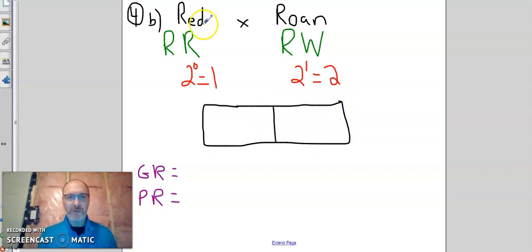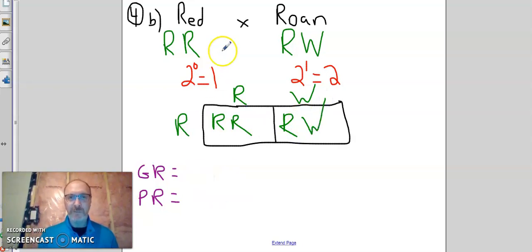Okay? And so the big R is only going to produce one possible gamete, big R. The RW is going to produce half of the gametes with R, the other half of the gametes with W, and of course all you have to do then is just fill that in. That's the easy part, like this. And now we have to figure out the genotypic ratio. So we have 1 big R, big R to 1 big R, big W. And we're going to write the R's and the W's out again just for sake of time here.